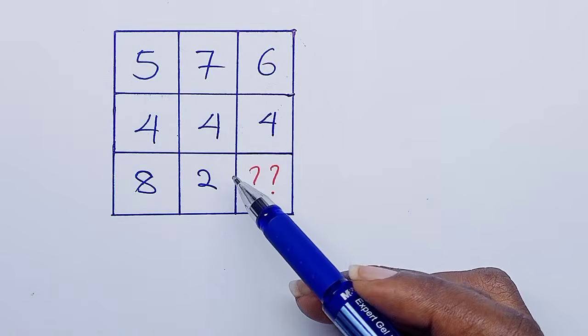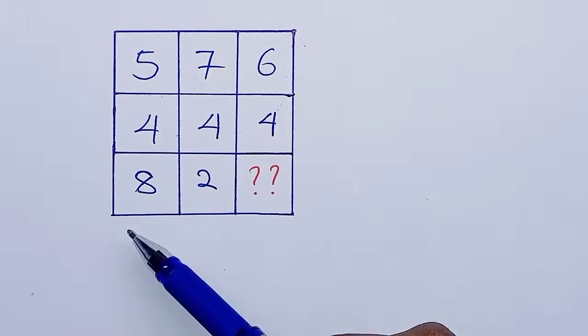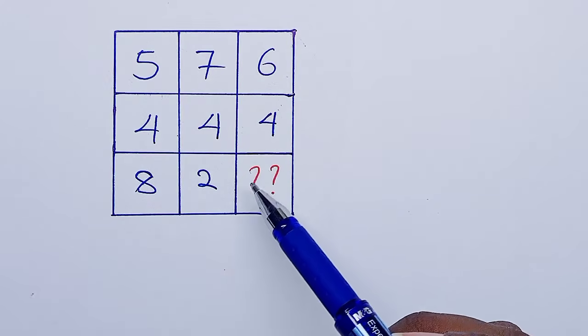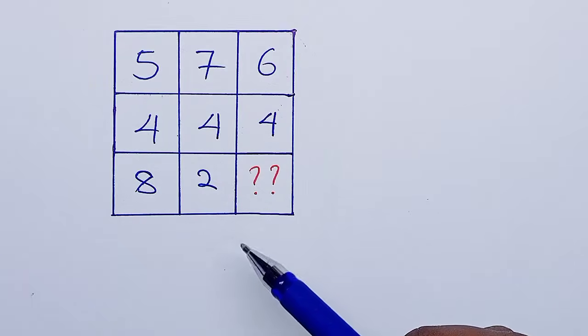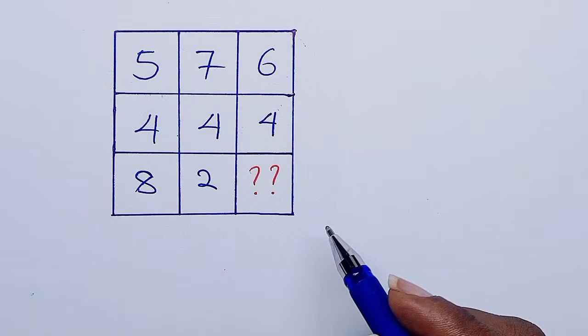We have this puzzle here. 5, 7, 6. Here we have 4, 4, 4, and here 8, 2. And this we don't know. So what value do you think comes here? Pause this video and work it out and see the answer that you get.